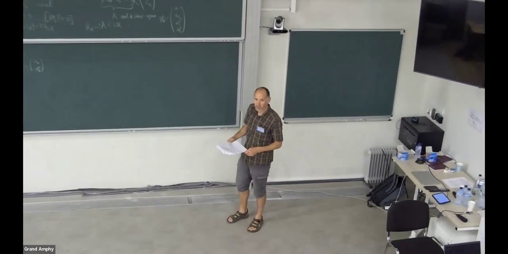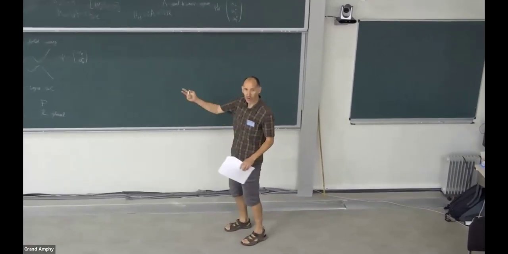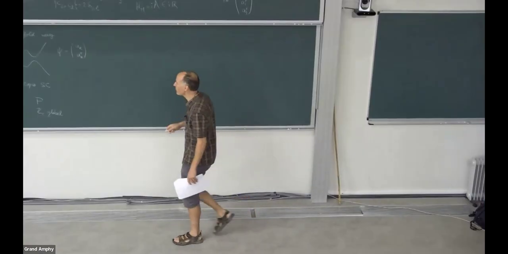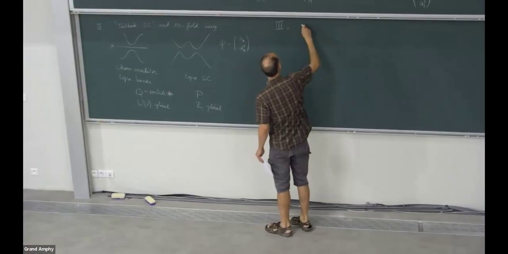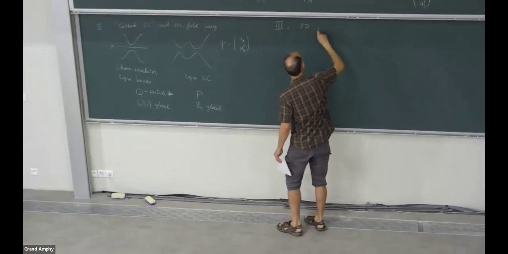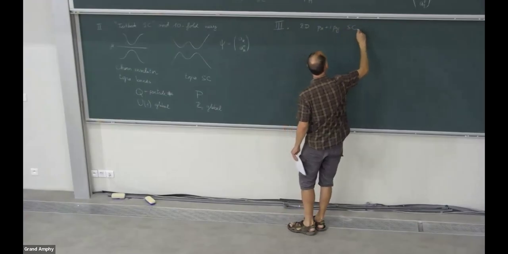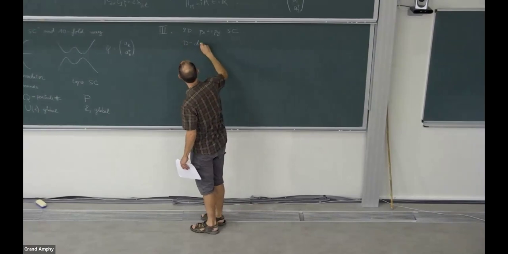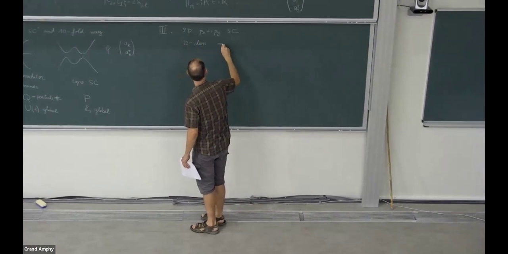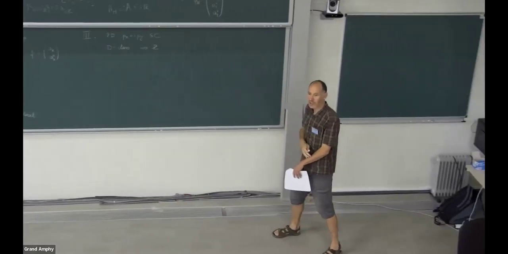Okay, so in the following I want to concentrate on the simplest case, precisely the case that we mentioned. So this is the case of the 2D Px plus i Py superconductor. So it belongs to the D class, and that should have a topological invariant which is the Z.